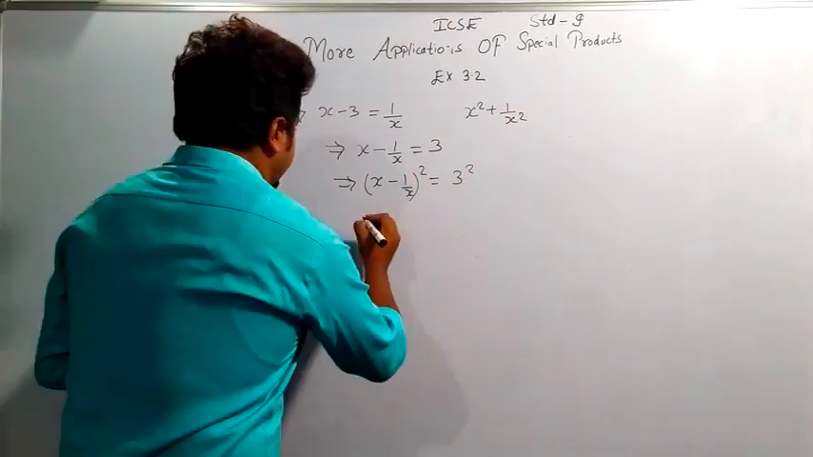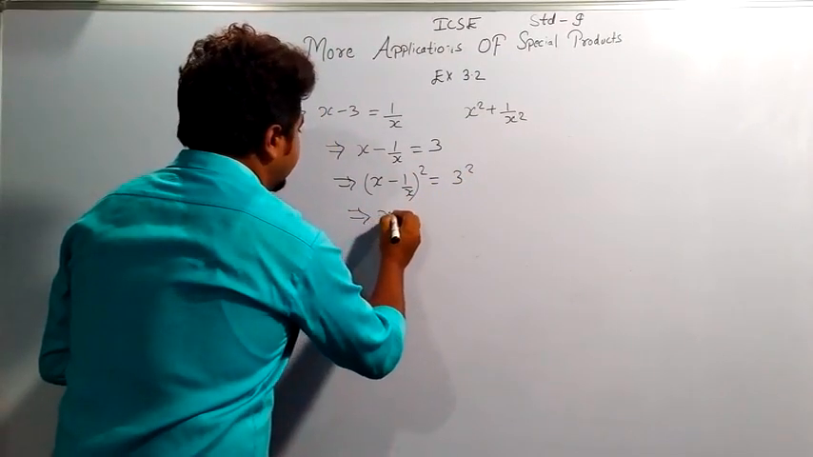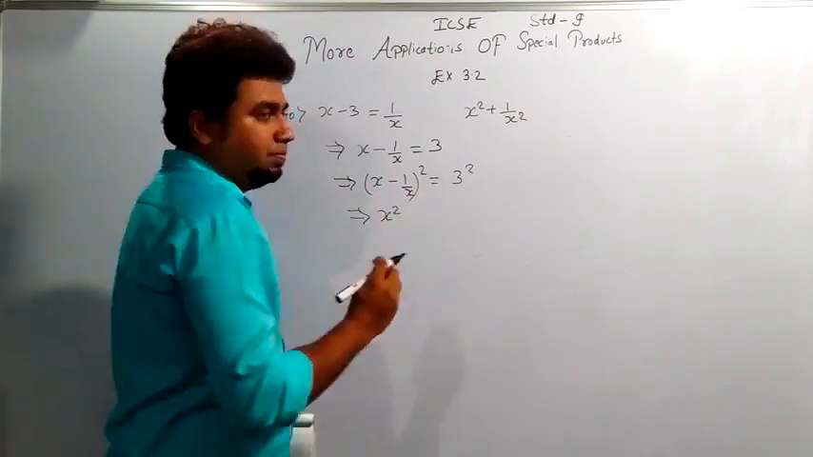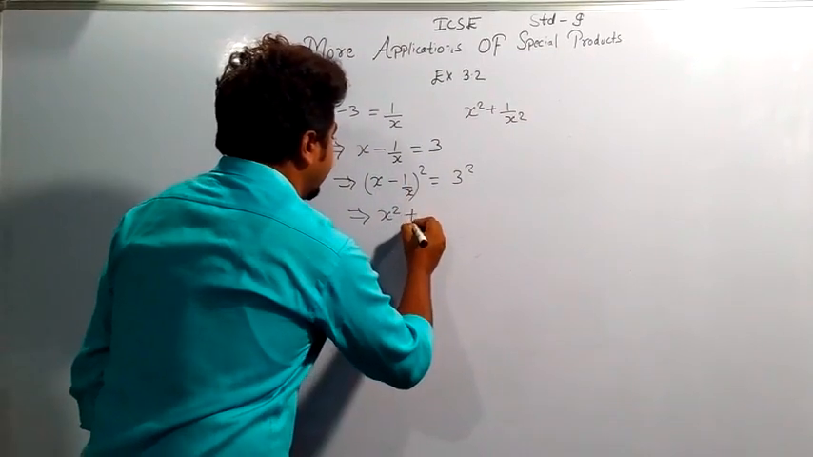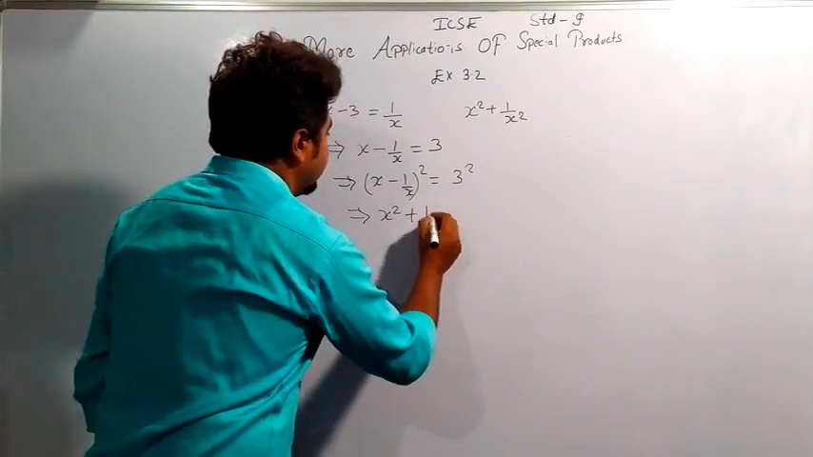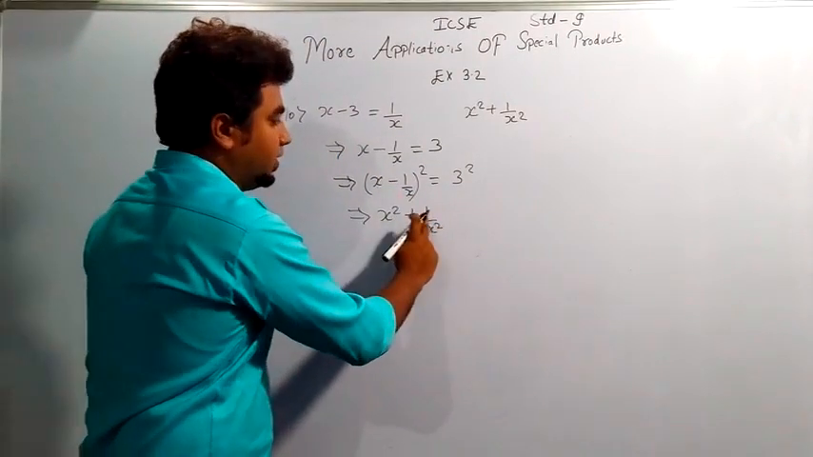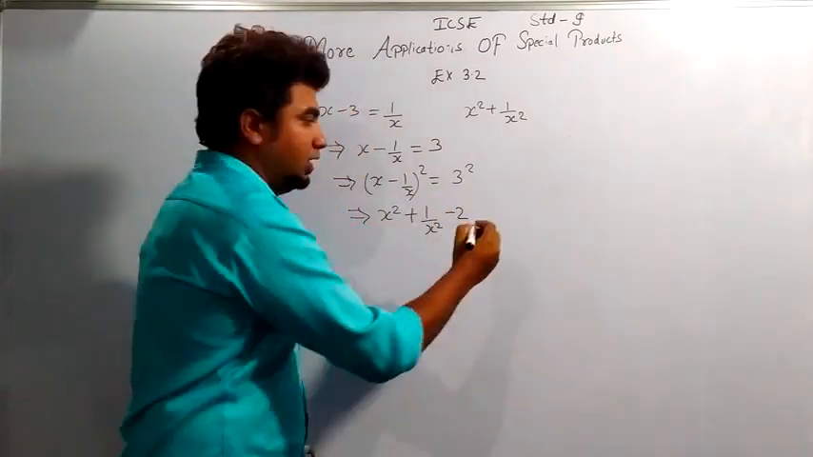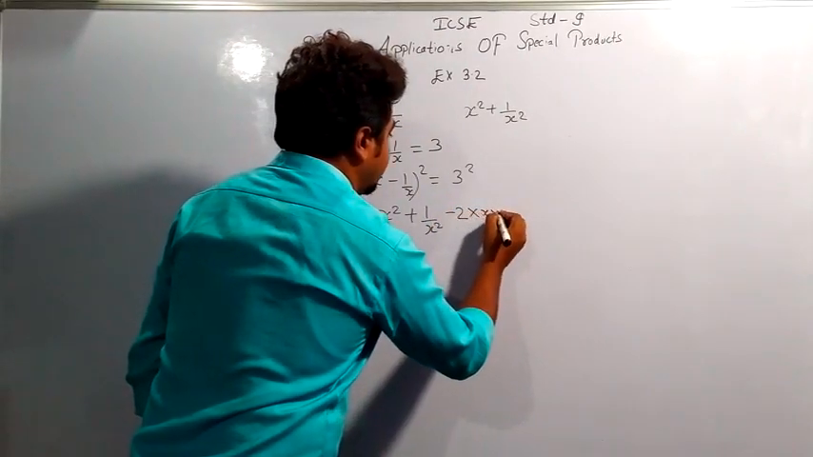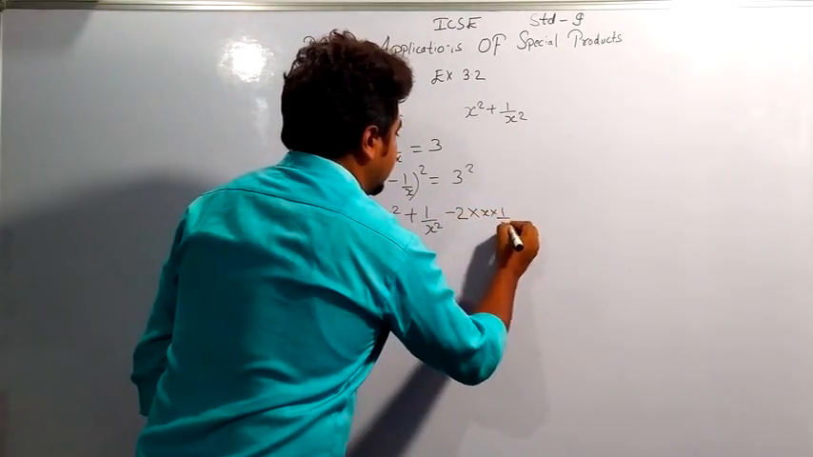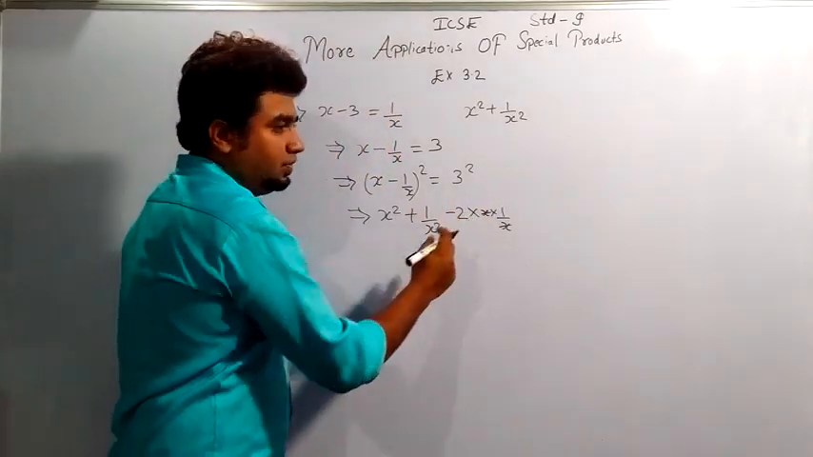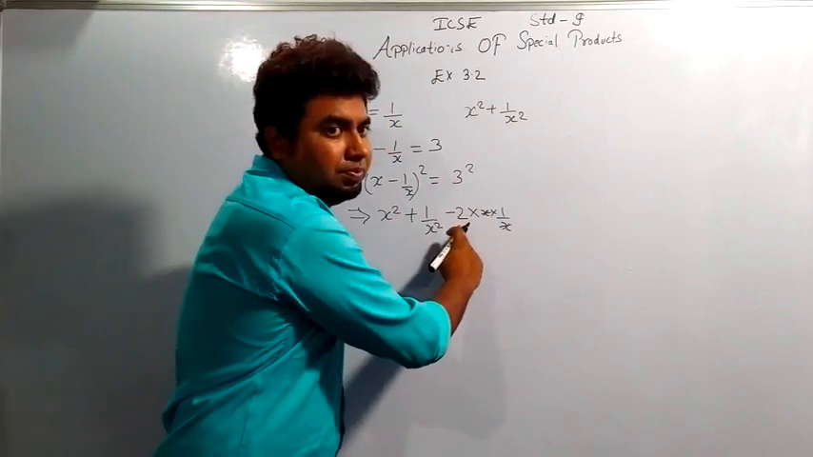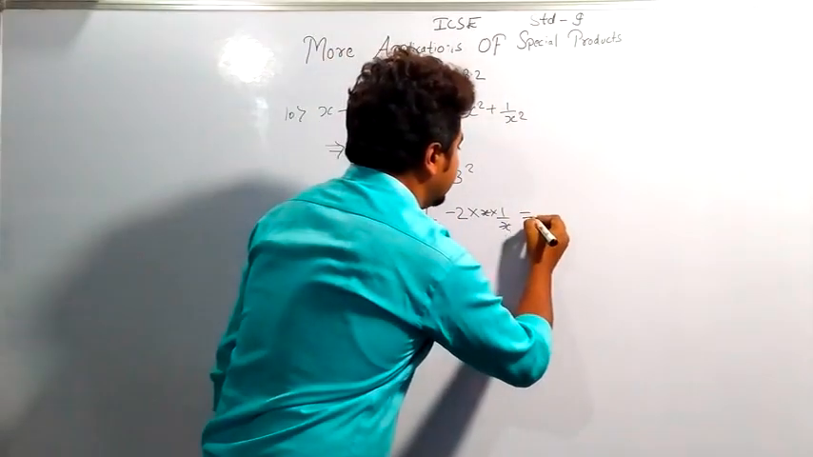Squaring both sides. x square, many are writing minus x square. I am again saying that it will be plus x square, 1 by x square. You don't have to worry about this sign. x square plus 1 by x square, and here it will be minus 2 into x into 1 by x. Reciprocal, here it is remaining minus 2, and in the x plus 1 by x, here it will be plus 2. So this is only the difference.